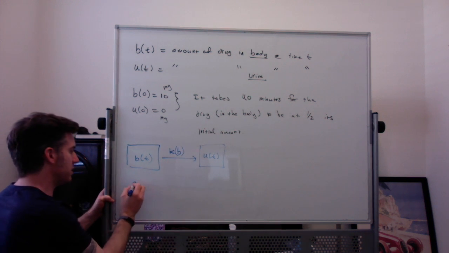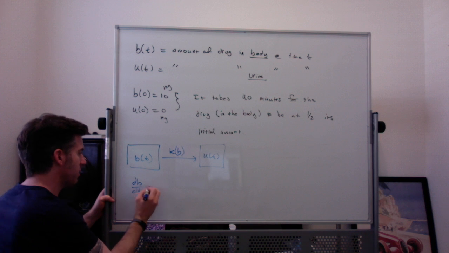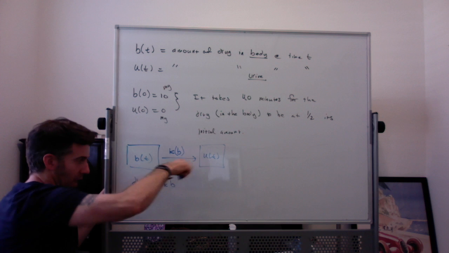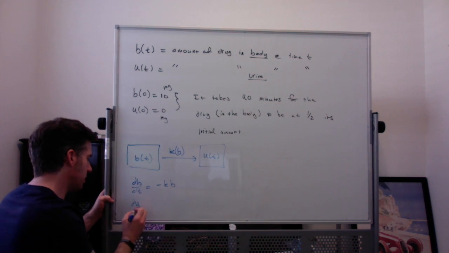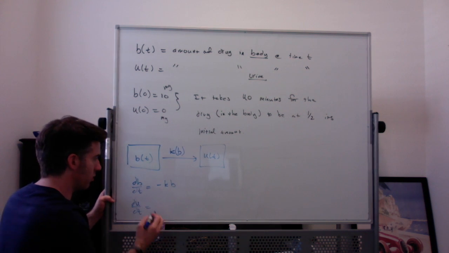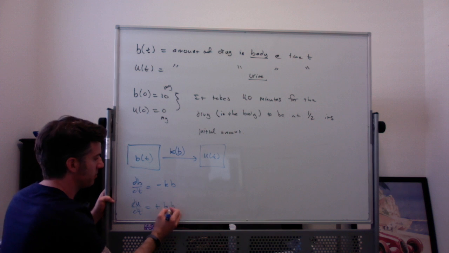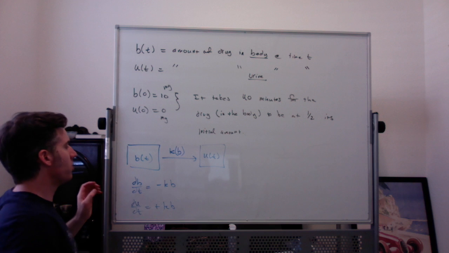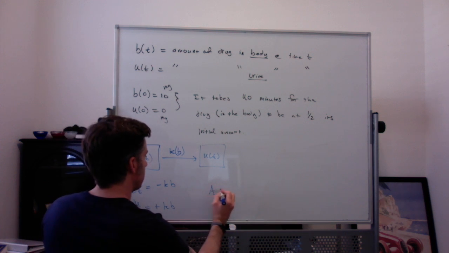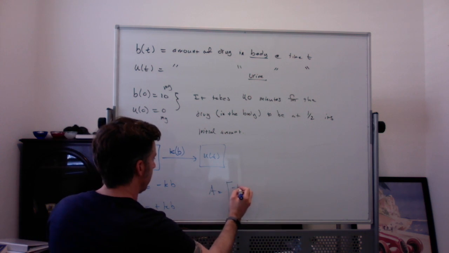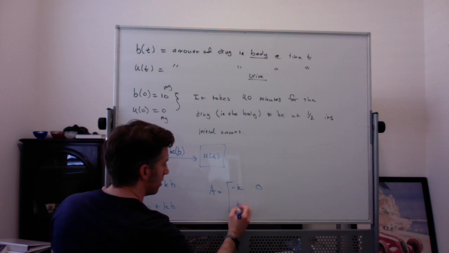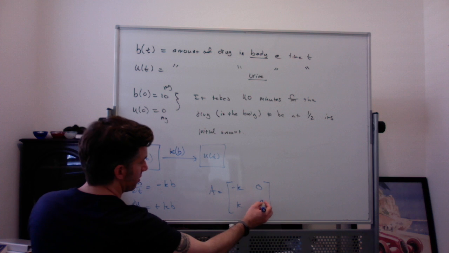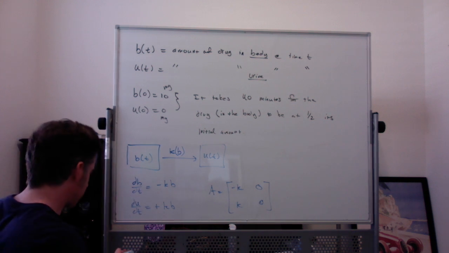So I know that dB/dt is going to equal negative k times B, right? Because it's going out of the body. And dU/dt is going to equal positive k times B. And so whatever our k value is, which we'll find on the other side here, we know that our matrix A is going to look like negative k, 0, k, 0. And so our eigenvalues are just going to be negative k and 0 for this particular example.